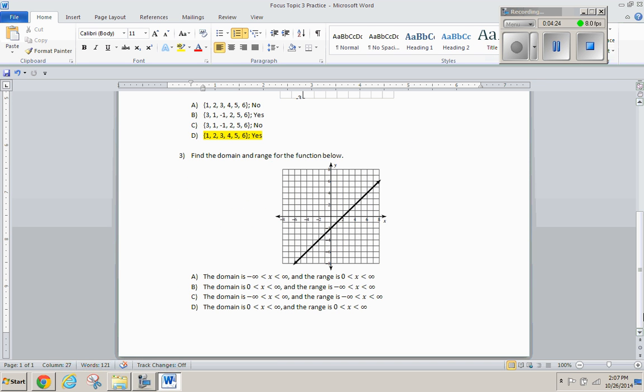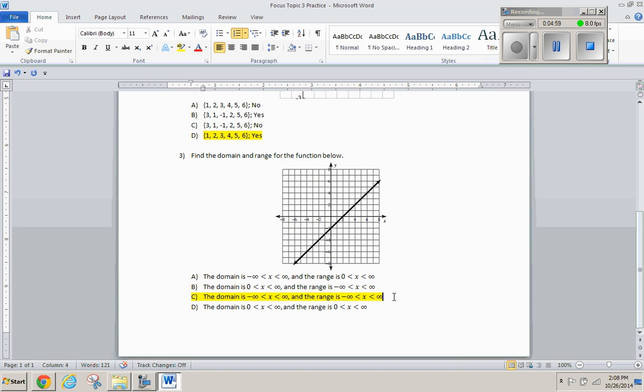Okay. Question 3. Find the domain and the range for the function below. It's a straight line. If we're looking at this arrow, that tells us our function is going to keep going and going to the left and down. So our domain and our range should both start with negative infinity. So automatically you can take out answer choices A, B, and D, because they have 0. So automatically we know the answer choice is C.